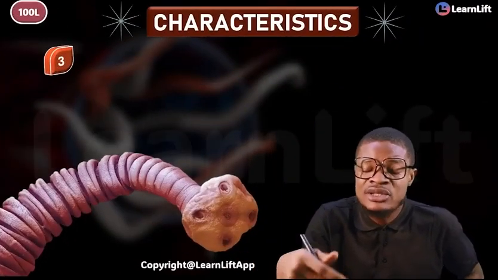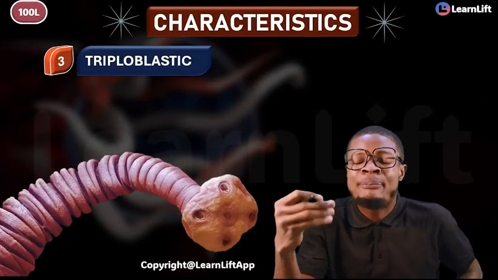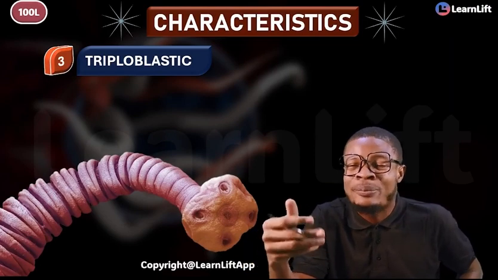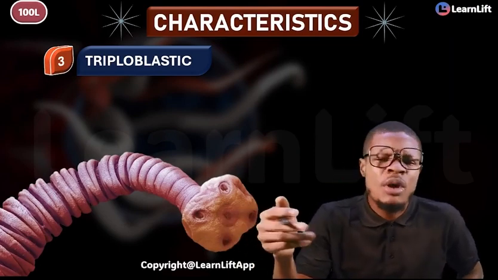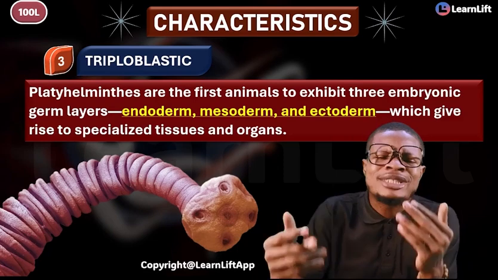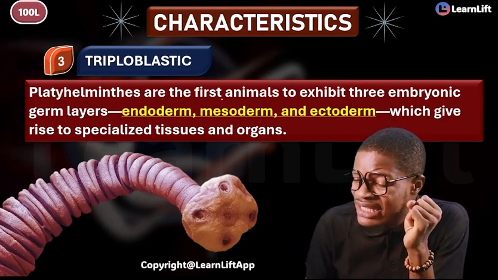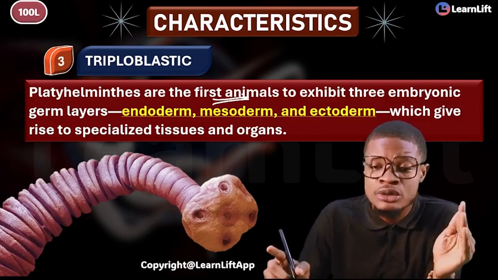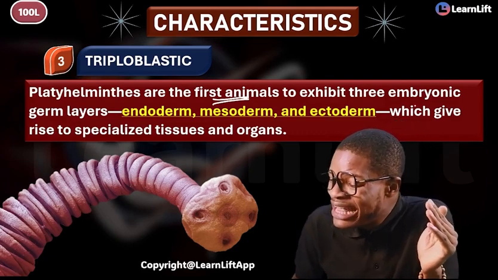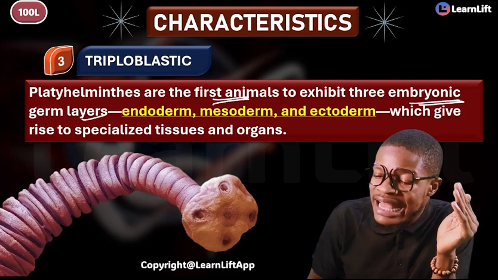Number 3, a characteristic of platyhelminthes is what we call triploblastic. By triploblastic, what do we refer to? That means we're talking about germ layers. Now, this is where it gets interesting. Platyhelminthes are the first animals in this world to exhibit 3 embryonic germ layers.